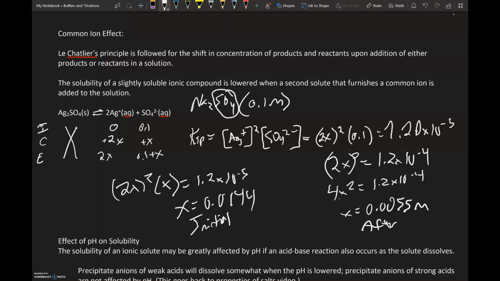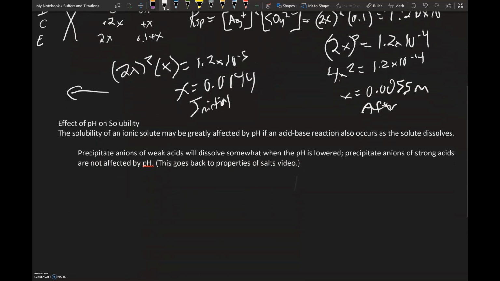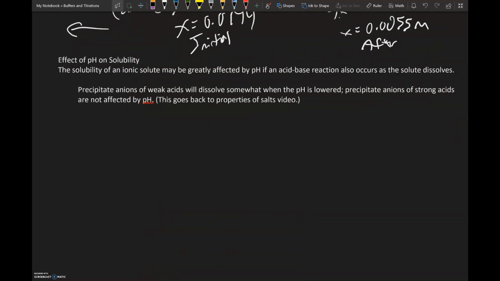So you can see the initial to after is definitely reducing the molar solubility because of the common ion effect. So it lowers the concentration of the ions that are present in solution, and it pushes it to form a solid, and it's going to drive it back to the left based off Le Chatelier's principle. Now another factor that will affect the solubility is pH of a solution.